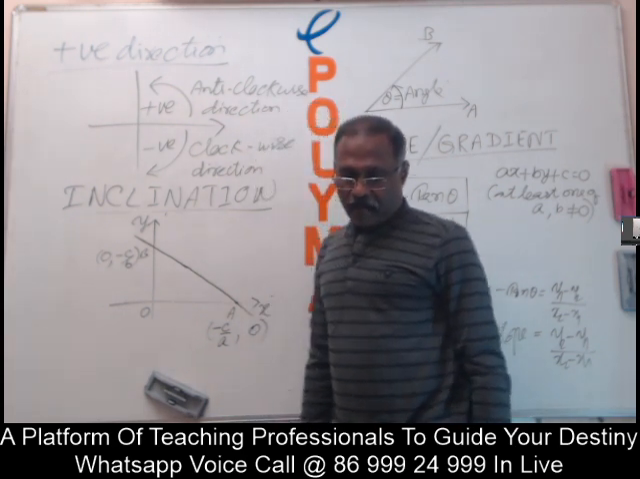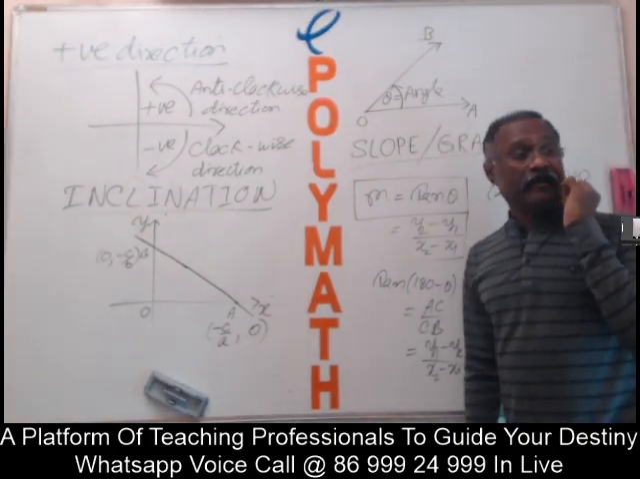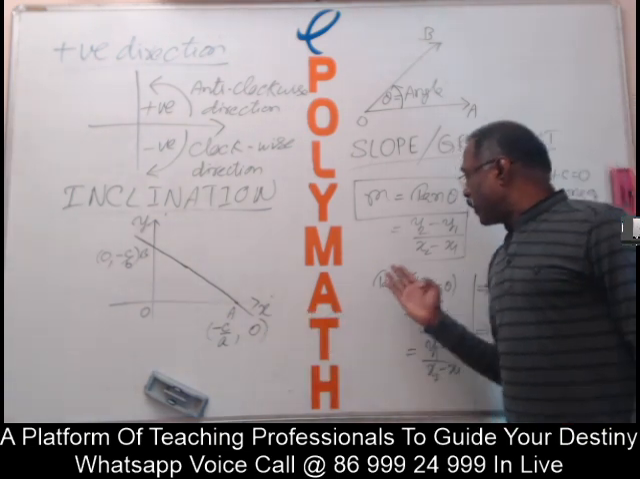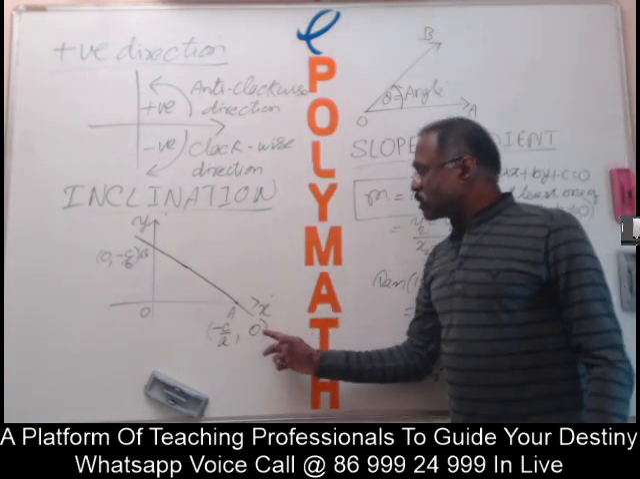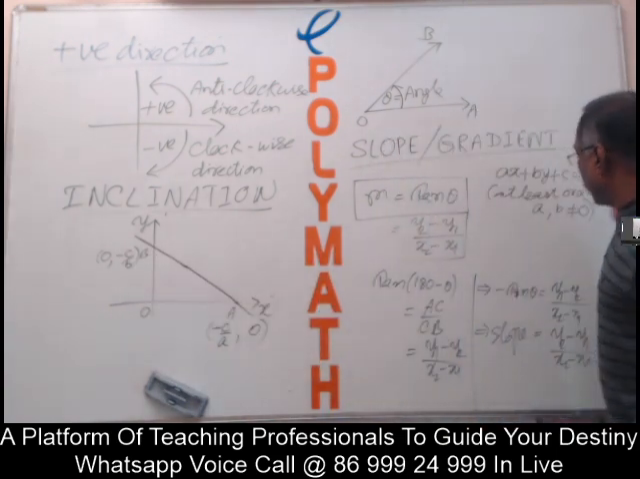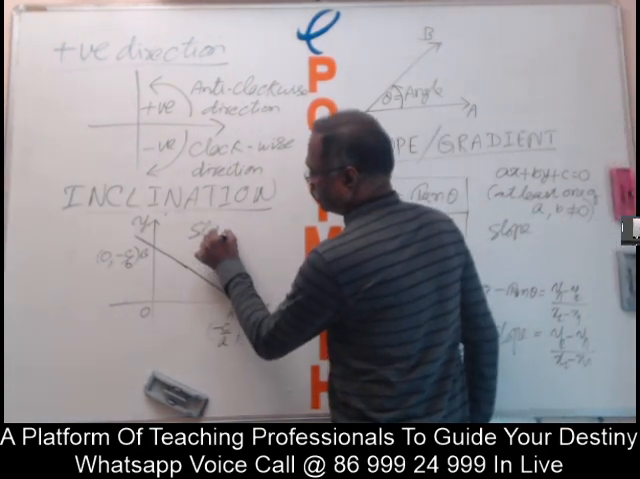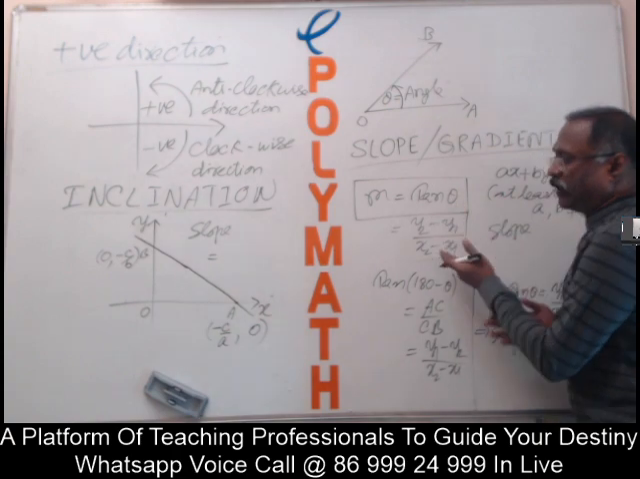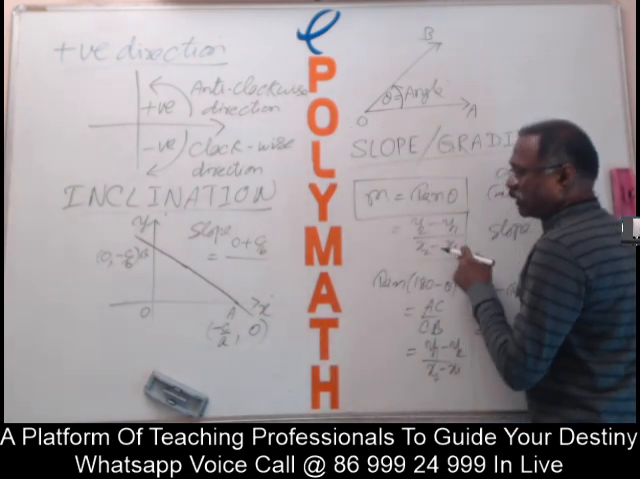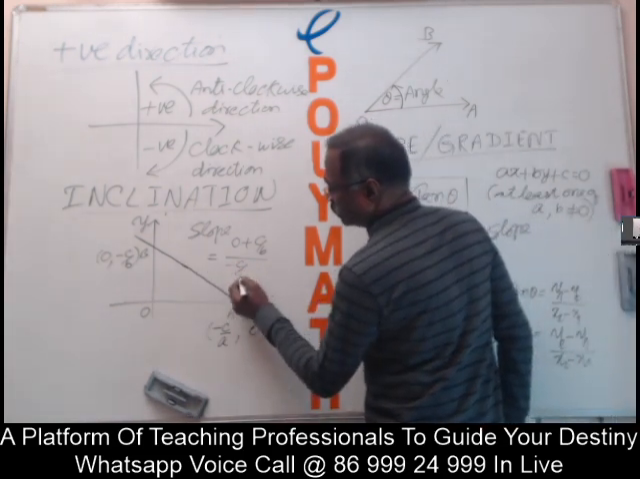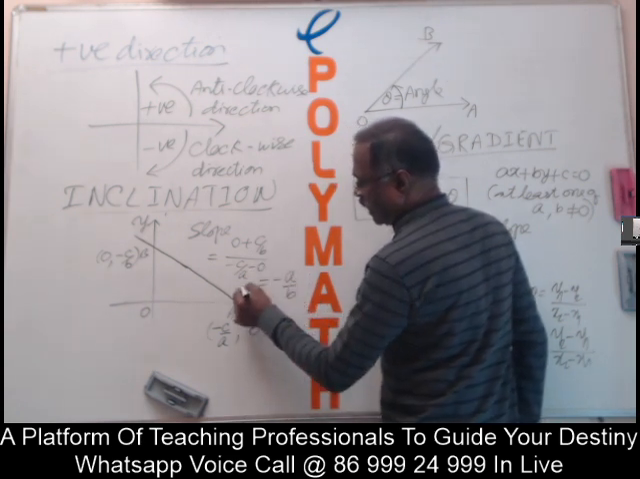Limits for theta are to be mentioned. Yes, I'll do that. You're right. See, you got 2 points now. Apply the same formula. Slope is equal to y2 minus y1 by x2 minus x1, which is 0 plus c by b divided by minus c by a minus 0, which is nothing but, after simplification, minus a by b.